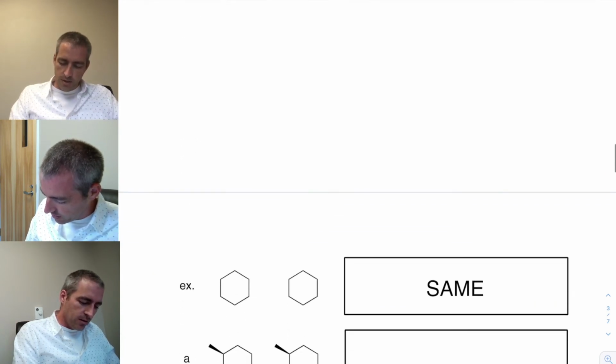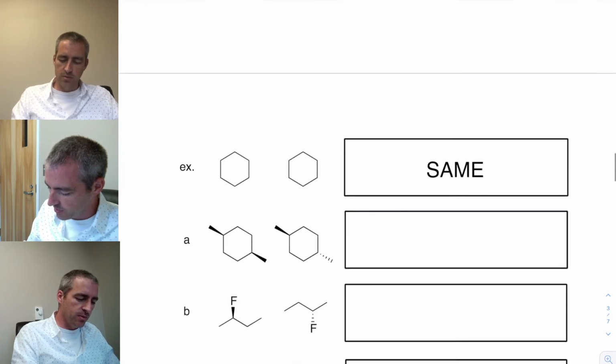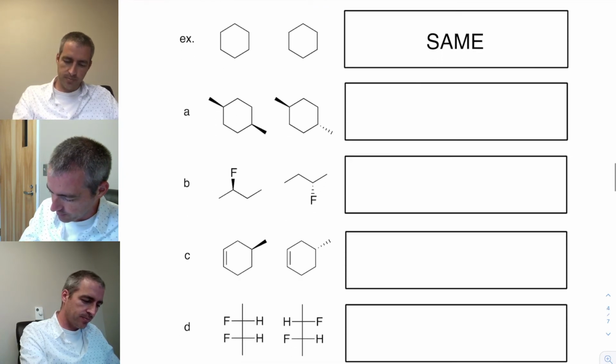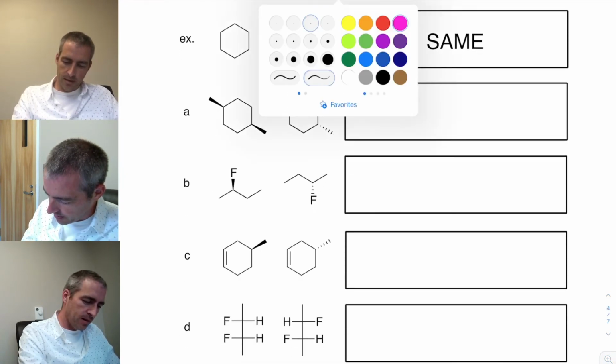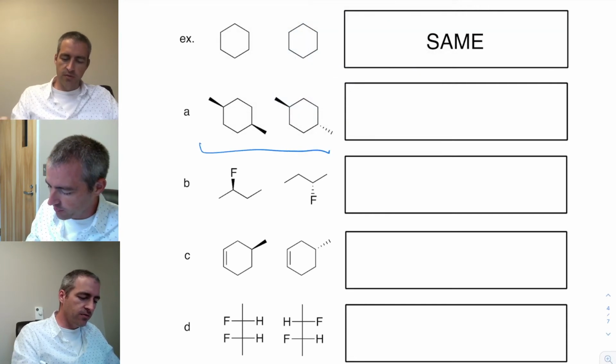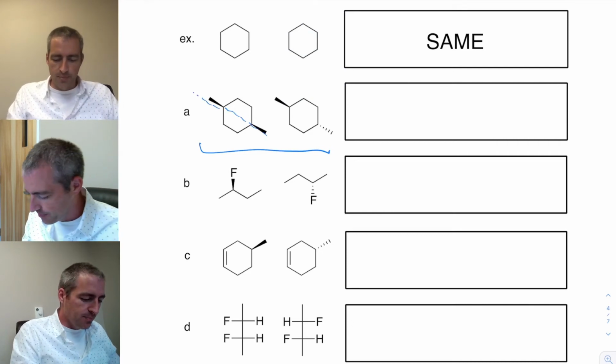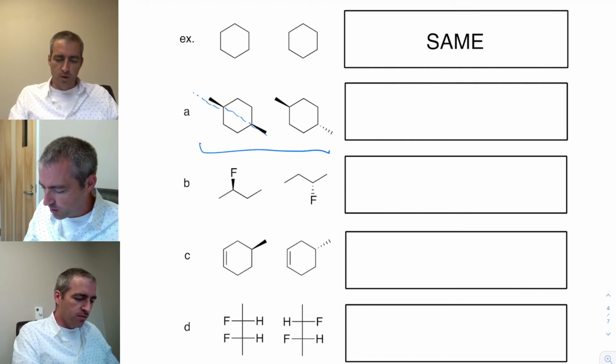For the following pairs of molecules, indicate if they are the same, enantiomers, diastereomers, or constitutional isomers in the spaces provided. Okay, let's look at this set right here. First of all, we have no chiral centers. There's a mirror plane that goes through the molecule in both cases. No atoms have 4 different groups, so enantiomers is off the table.